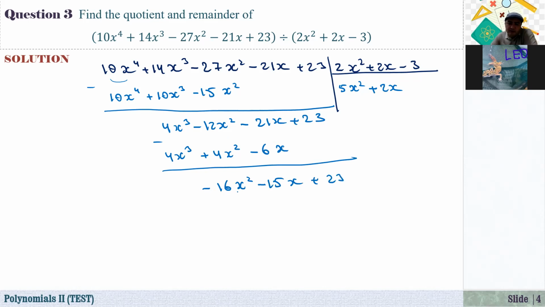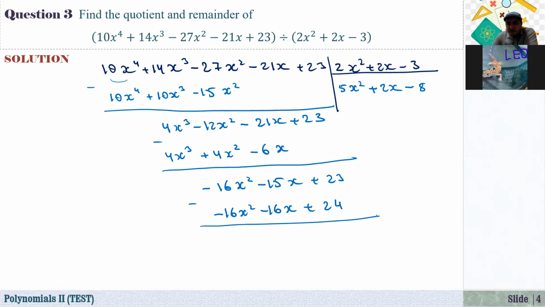So the degree of the remainder here is 2. The divisor's degree is 2. Still, we can continue our division then. Minus 16x squared is divided by 2x squared, that's equal to minus 8. Minus 8 times 2x squared, minus 16x squared, and minus 16x plus 24.